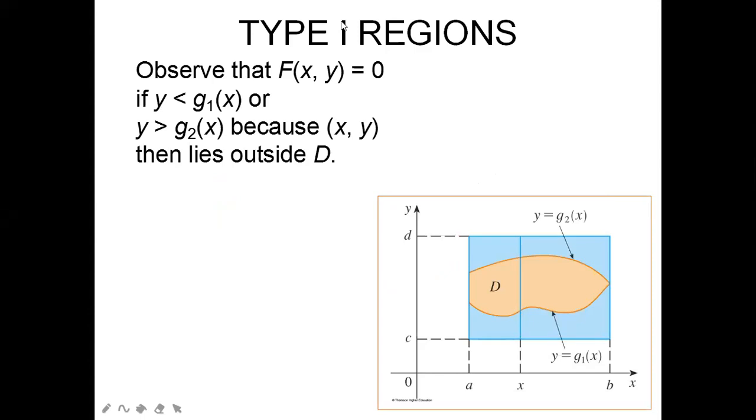So observe that f(x, y) is equal to 0 if y is less than g1(x), or y is greater than g2(x), because (x, y) then lies outside D. Since our region is region D.